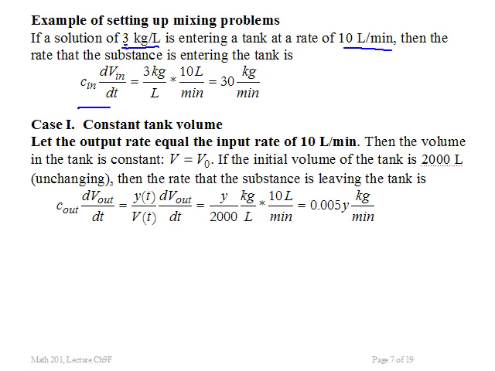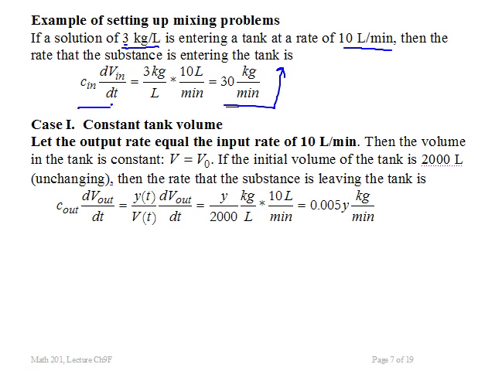Then the rate that this substance is entering the tank is the input concentration times the input flow rate. So that's 3 kilograms per liter times 10 liters per minute. It's entering at a rate of 30 kilograms per minute. This is what's coming into the tank. This is the concentration that's coming into the tank. The amount that's coming into the tank every minute. It's 30 kilograms per minute.